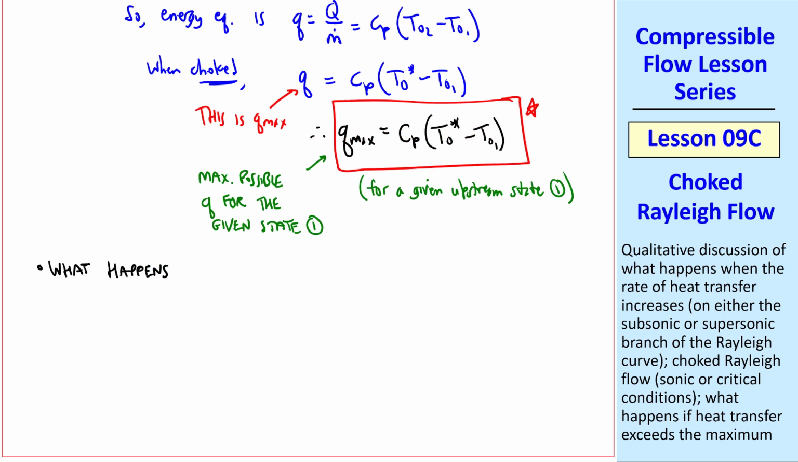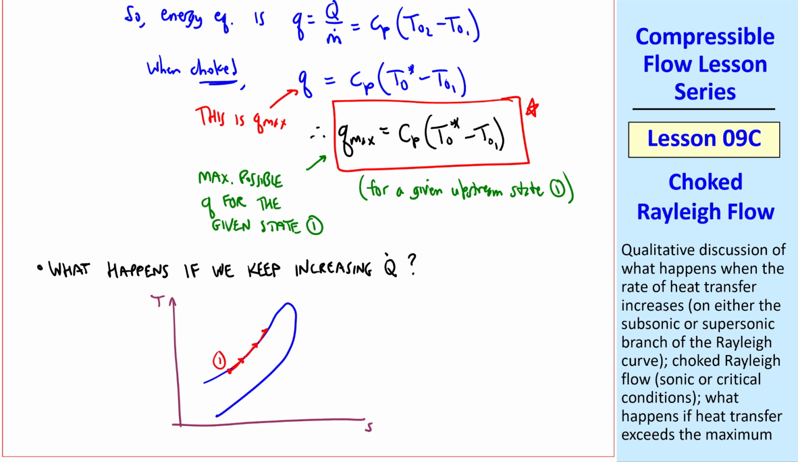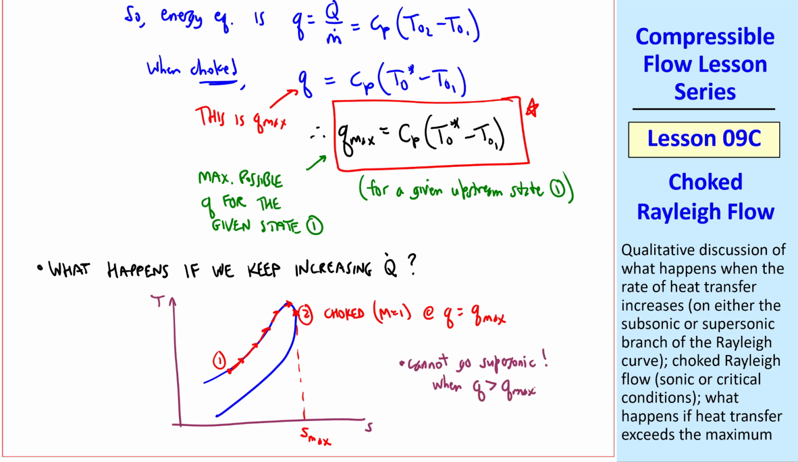Well, the obvious question then is what happens if we keep increasing Q dot. Going back to our T-S diagram, we keep adding heat until we reach choked conditions at maximum specific entropy, and q equals q max. If we keep adding heat, you might expect that we would start going to the supersonic branch, and Mach number would keep increasing above 1. But that's impossible because S would be decreasing, and when we add heat, S must always increase. So we cannot go supersonic when q is greater than q max.